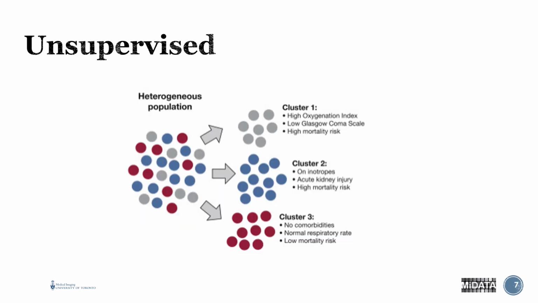Okay, so how about a graphical representation of unsupervised learning? So essentially it's clustering. So we start with a heterogeneous population of entities. So let's say in this case patients, and we perform unsupervised learning in the hope to find groupings or clusters of patients that share common characteristics. For example, in this case, it resulted in 3 clusters.